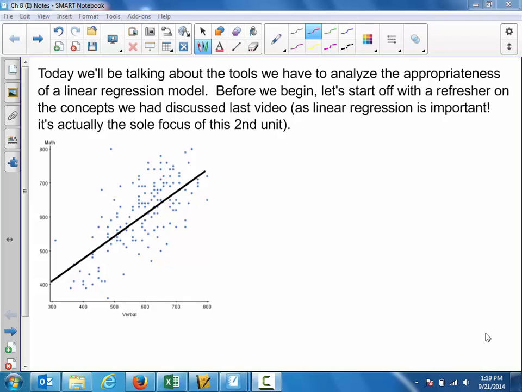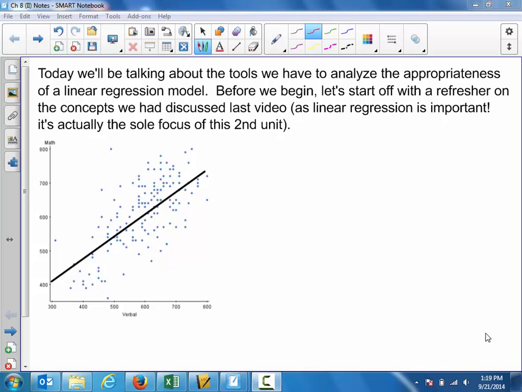So I have pulled from the first Chapter 8 video a scatter plot of verbal and math SAT scores for students, and I don't know how many students we pulled. It looks like we probably have well over 100 students here. This is from a problem in your textbook.